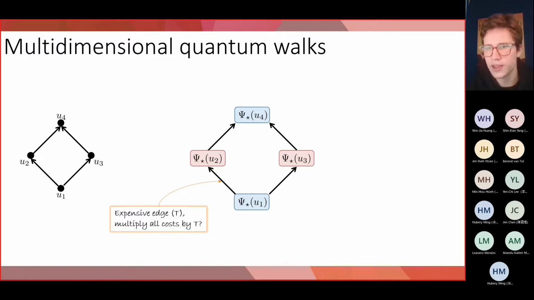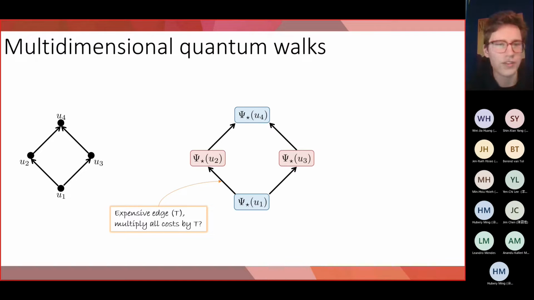Then before, what you would have to do is you would sadly just multiply the cost of the whole algorithm by capital T. You would just have to kind of incur this big cost on this one edge on every edge. And what we actually show is that if you have an expensive edge, and what I mean with expensive edge is say that it's not just querying a neighbor, but maybe this edge means that you have to run Grover search to actually find a neighbor.